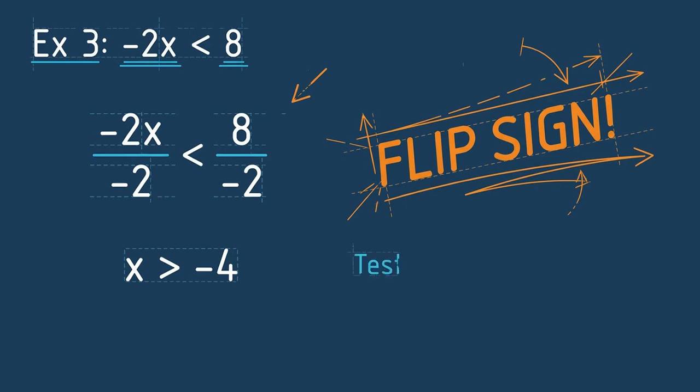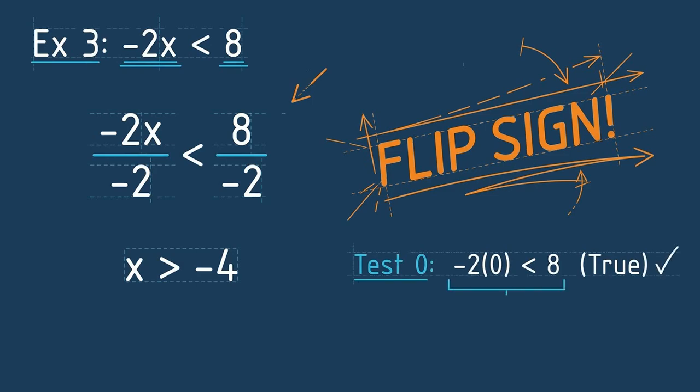Let's test it with 0. Negative 2 times 0 less than 8. 0 less than 8 is true. If we forgot to flip the sign, the check would fail.